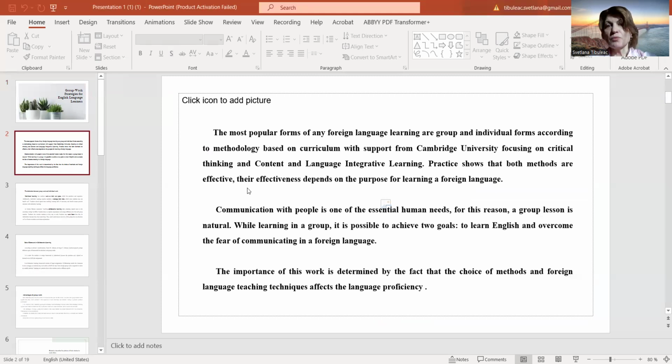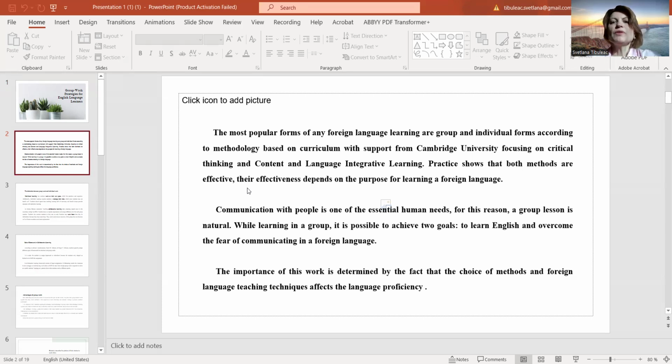The most popular forms of any foreign language learning are individual and group forms, according to methodology based on curriculum with support from Cambridge University, focusing on critical thinking and content and language integrative learning. Practice shows that both methods are effective. Their effectiveness depends on the purpose for learning a foreign language.